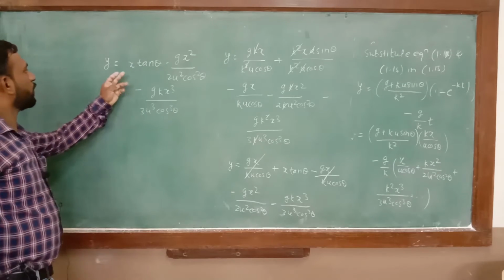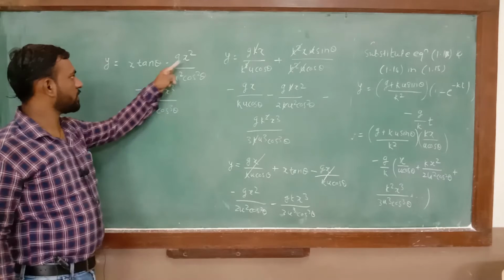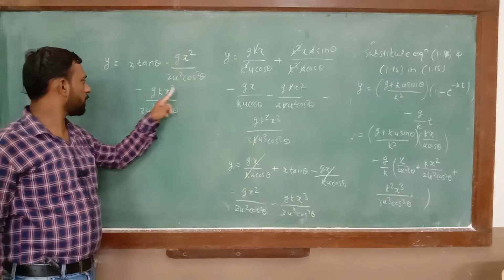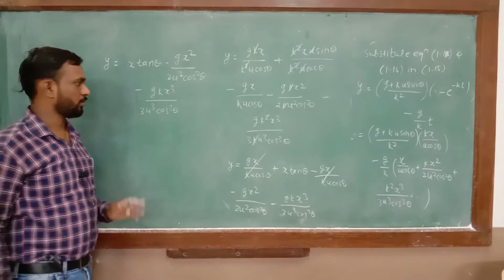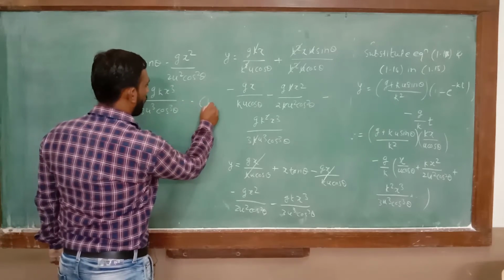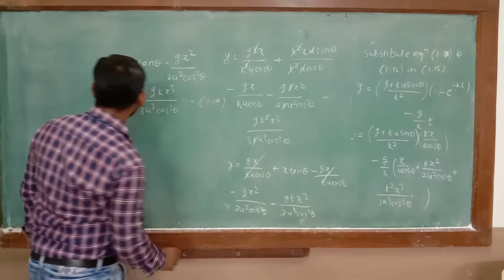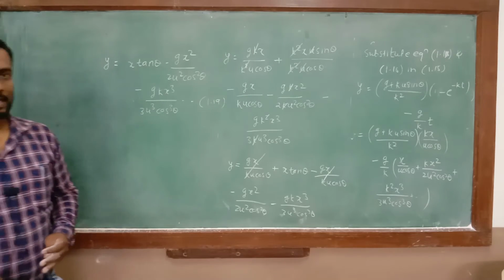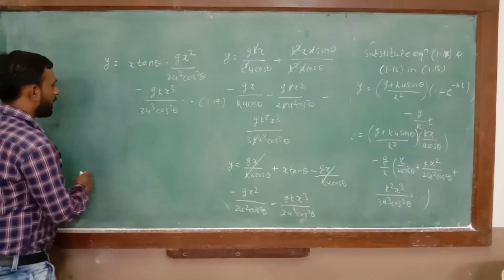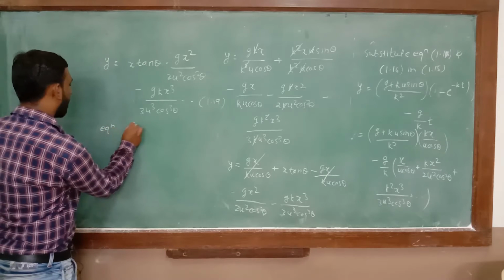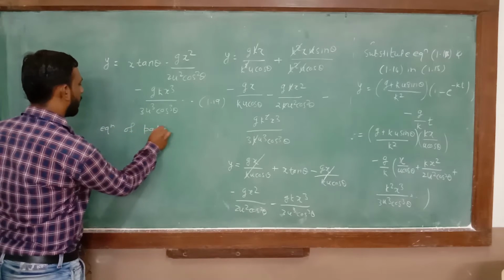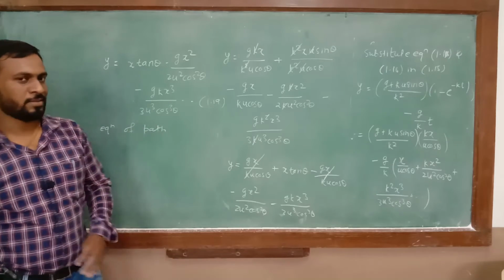So this is y is equal to x tan theta minus gx square upon 2u square cos square theta minus gkx cube upon 3u square cos cube theta. So this is equation number 1.19, and this is the equation of path of the motion of the projectile in the resistive medium. So this is the equation of path for the projectile in resistive medium.